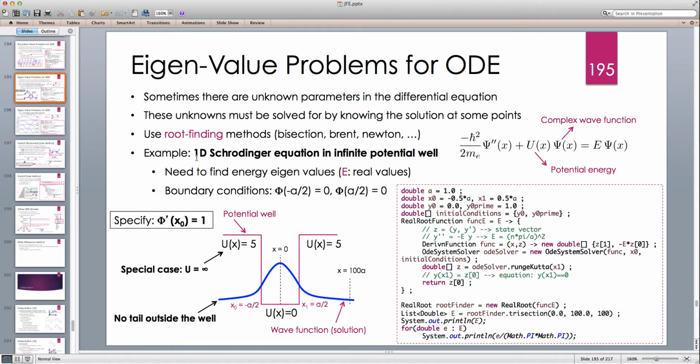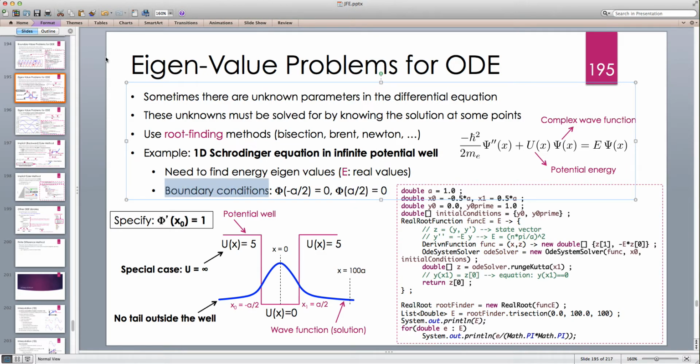So here's our example: the one-dimensional Schrödinger equation in an infinite potential well, and we need to find the energy eigenvalues E. Because we're talking about a real electron system, the energy values should be real and in general positive. There are cases, not for electrons but for other fundamental particles, where the energy values end up being negative, but for an electron, physically what makes sense is for the energy values to be positive. So we don't know what these eigenvalue energies are, E is an unknown, but we have a boundary condition. This is the key.